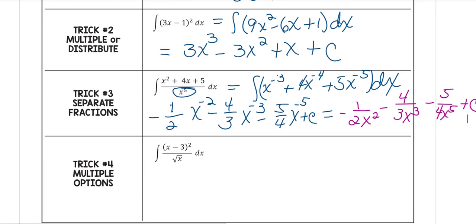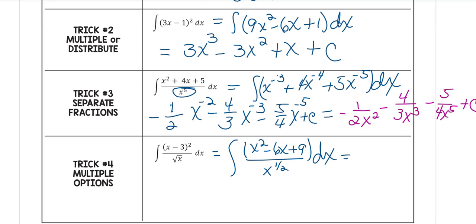And then our last one is what we've already kind of did in the last one, is put different techniques together. So we're going to expand the top, and then we'll divide out the 1/2 x in the denominator. So we get x squared minus 6x plus 9 in the top, and then we have x, I'll write as x to the 1/2 in the bottom. And this is going to be rewritten as the integral of x to the 3/2 minus 6x to the 1/2 plus 9x to the negative 1/2 dx.